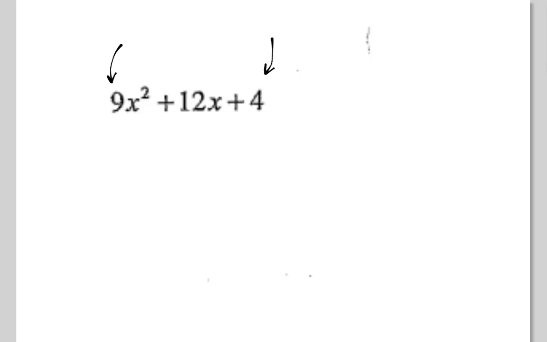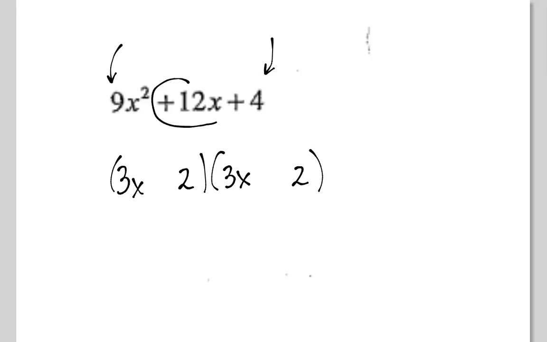Okay, so then what you can do is you can just go, okay, 3x, 3x. How did I get that? Because 3 times 3 is 9. So then what would the last term be to make 4? 2 and 2. Now, how are you going to do this so it ends up being a plus? Both of these have to be positive.